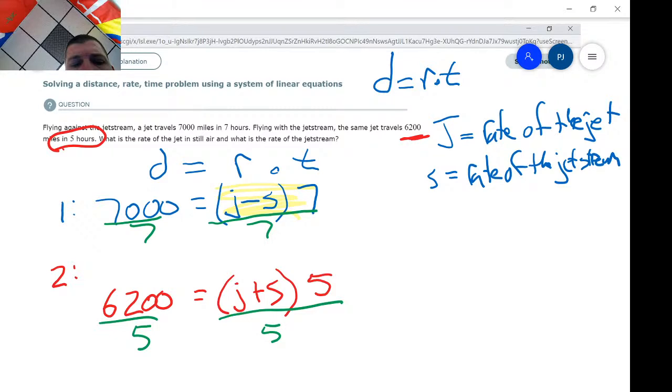2,240. J plus J, that's a 1J plus a 1J, that is 2J. And look at what happens to the S's. Minus S plus S, that's 0. It cancels out. Now I have an equation with one unknown. It's quite simple. So now I can divide by 2. And the rate of my jet, remember J was the rate of my jet, is going to be 1,120, and that is miles per hour. So the rate of my jet in still air was 1,120 miles per hour.